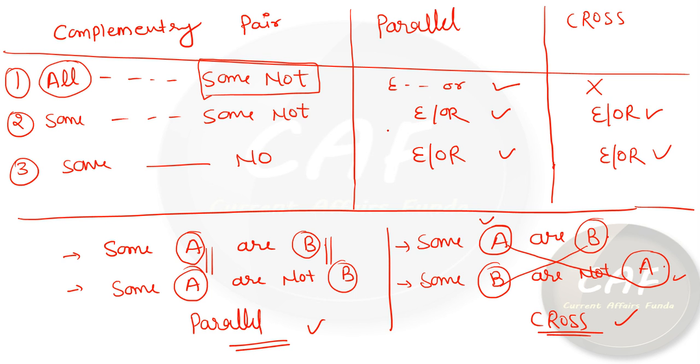Most of the students are really confused with such kinds of conditions. That's why I have made this easy table for you. If the conclusion starts with "all" and the second starts with "some not", and they make such cross relations, then either-or will not follow in cross relation, but in parallel it will follow. And for the rest, these two kinds of conclusions, "some and some not" and "some and no", will follow whether the conclusion is in parallel or in cross.